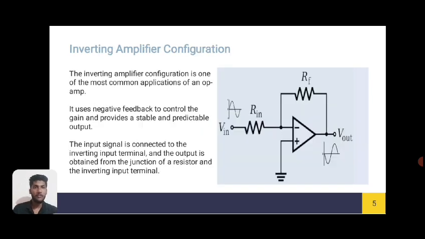Inverting amplifier configuration. The inverting amplifier configuration is one of the most common applications of an op-amp. It uses negative feedback to control the gain and provides a stable and predictable output. The input signal is connected to the inverting input terminal and the output is obtained from the junction of a resistor and the inverting input terminal.